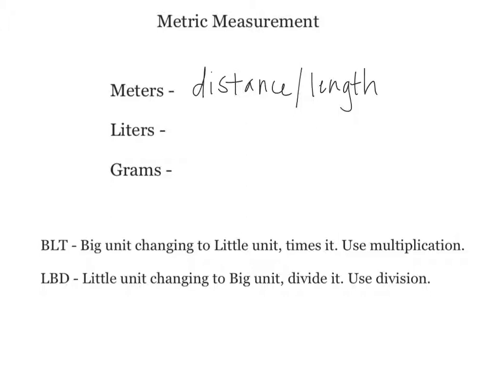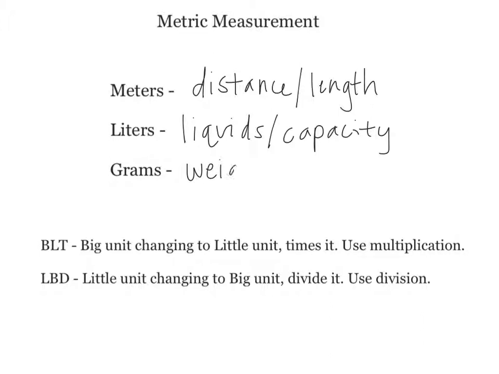The next type of measurement is liters. Liters, you typically think of Coke. Coke is sold in a liter. So liter is what we use to measure liquids, or you can also refer to it as capacity, how much something holds. And the last unit you've probably heard, grams. Grams measures weight.